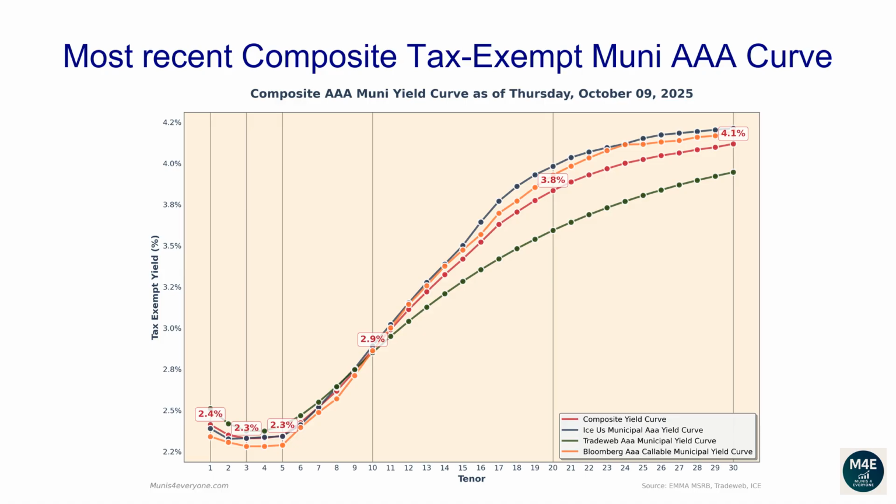The one-year composite tax-exempt yield is 2.41%. The two-year yield is 2.35%. The three-year yield is 2.33%. The 5-year yield is 2.35%. The 10-year yield is 2.87%. The 20-year yield is 3.83%. The 30-year yield is 4.12%.